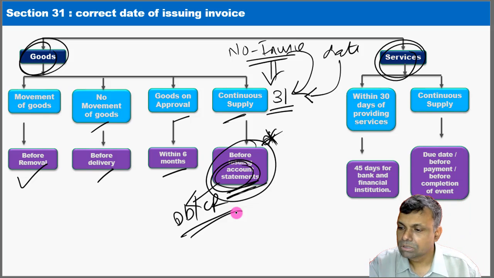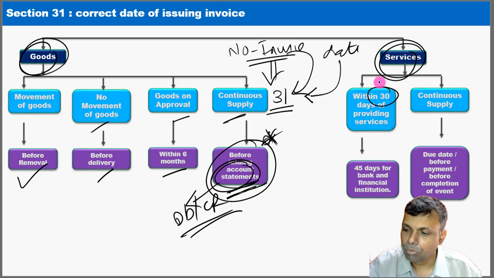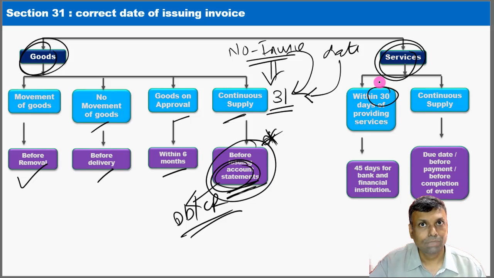Okay. In relation to services, you should issue that particular invoice within 30 days of providing the services. So that's an upper time limit which has already been provided. For banking, it is 45 days, which is already provided.